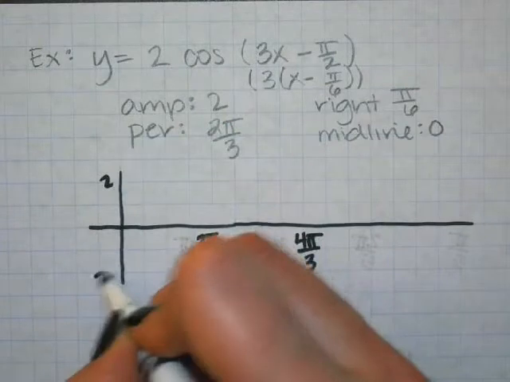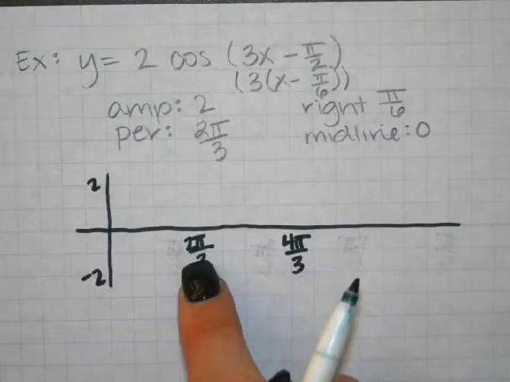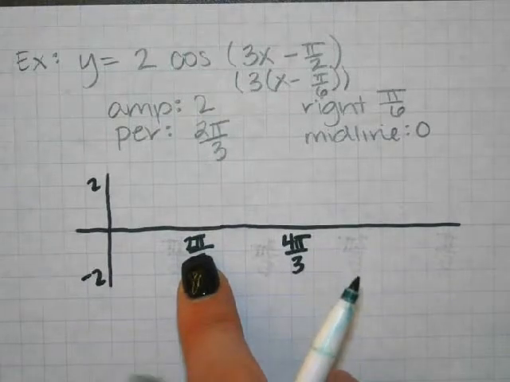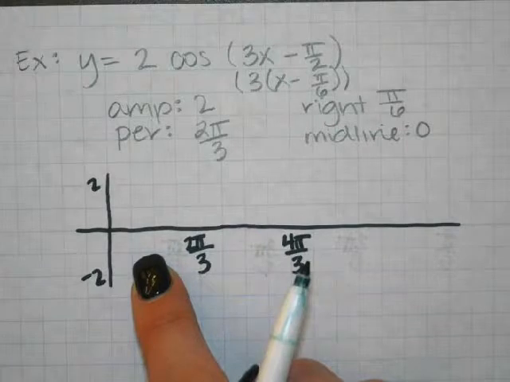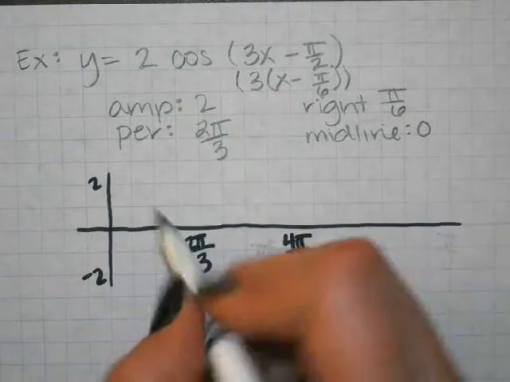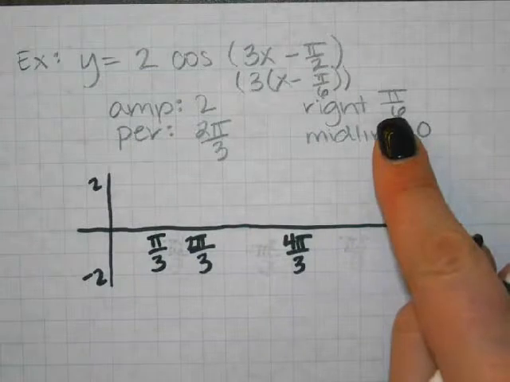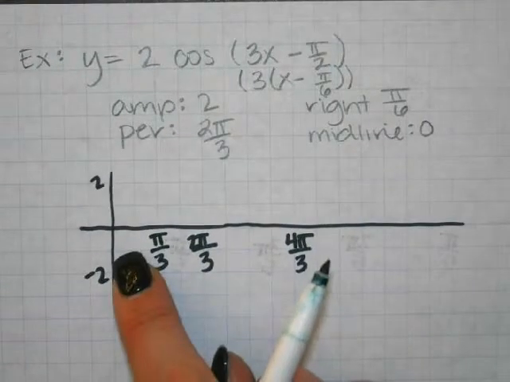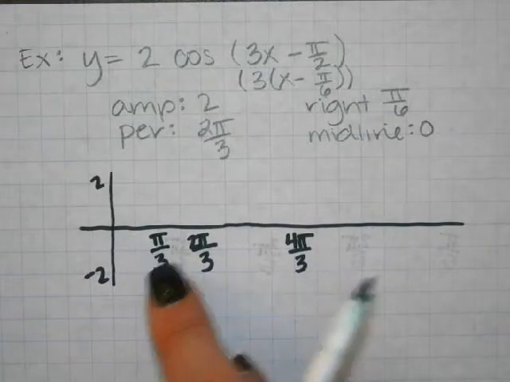And 2 and negative 2. If 4 boxes was 2 pi over 3, then what's this right in the middle? Pi over 3. You were right. 2 pi over 6 and pi over 3 are the same. So this would be pi over 3. How many boxes would be pi over 6? 1, right? 1/6, 2/6, right? And 2/6 and 1/3 are the same.